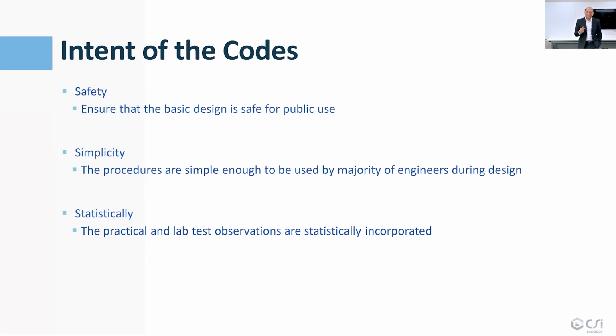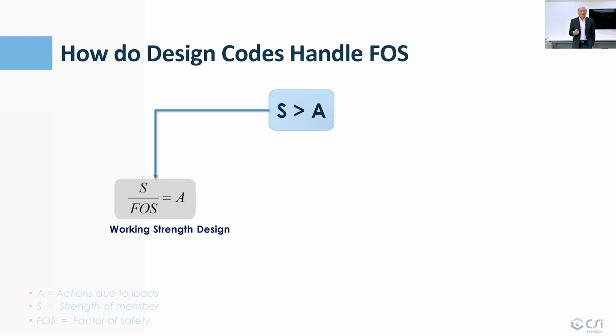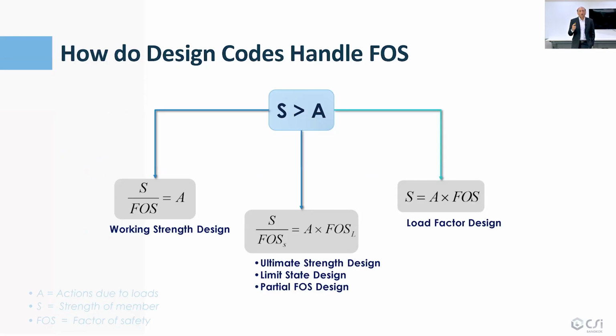So the intent of the code is very clear. They want safety. They also want simplicity, and they want a statistically reliable outcome. Because of all of that, the factor of safety is there to simplify, to ensure safety, and to make sure that statistically we are doing the right thing. That is done either by dividing the strength, or by multiplying the loads, or by doing both, dividing the strength by a factor and multiplying the load by a factor, called the partial factor of safety concept. And that's what most modern codes use these days.